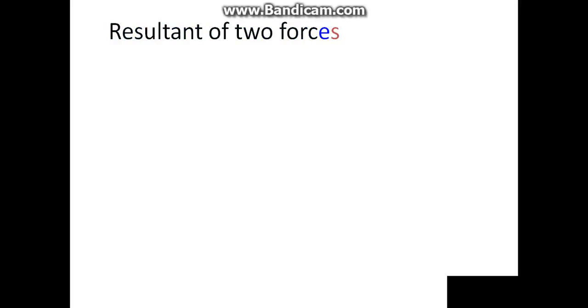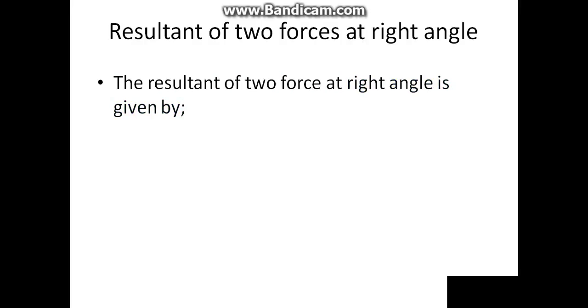We are still on the resultant of two forces. For two forces at right angle, the resultant is given by R squared equal to AB squared plus DB squared.